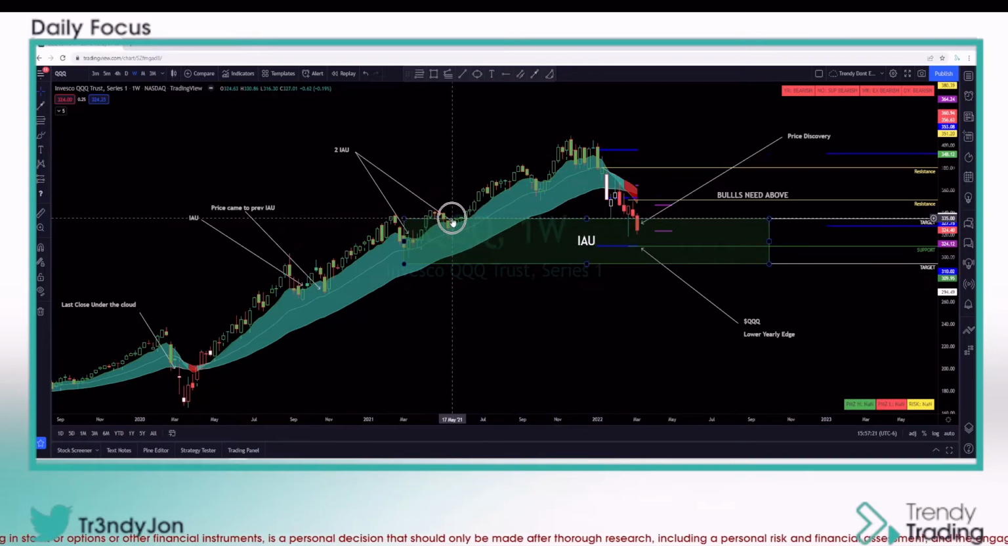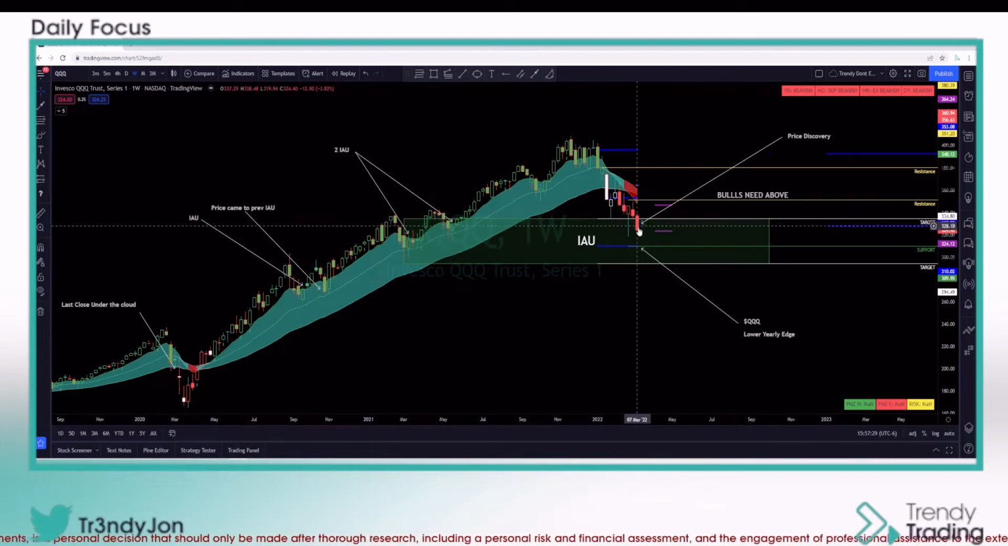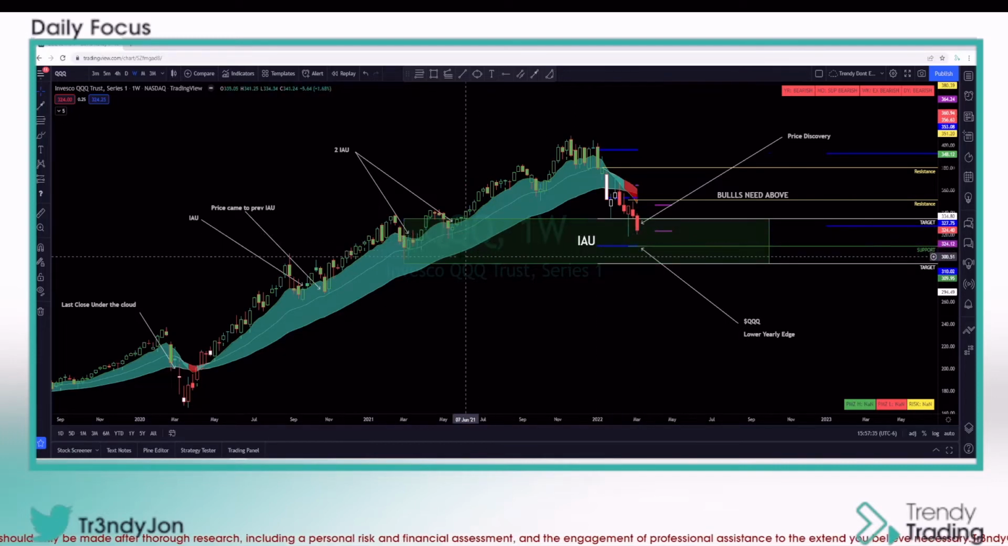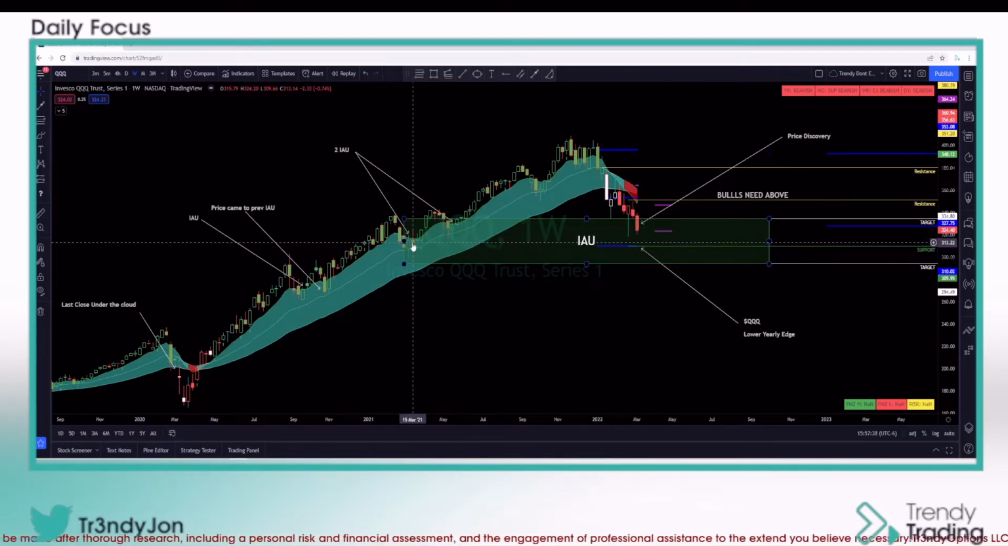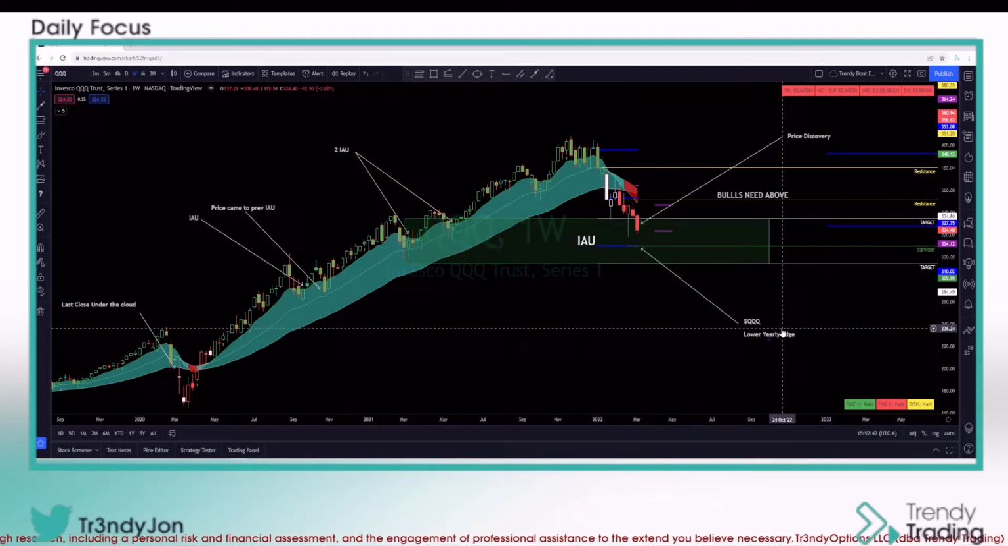We came into the wick. All right. The second time right here, we came into the formation itself. Okay. Third time, we're in the formation. And if for some reason we take out that low, guess what? I believe we're headed to the next inside and up, which happens to be confluent with your trendy lower edge, yearly edge.